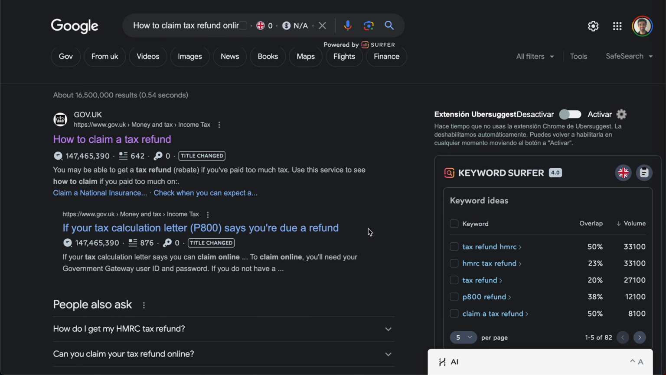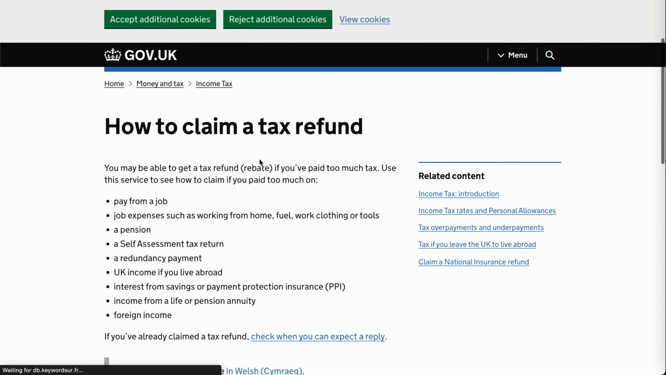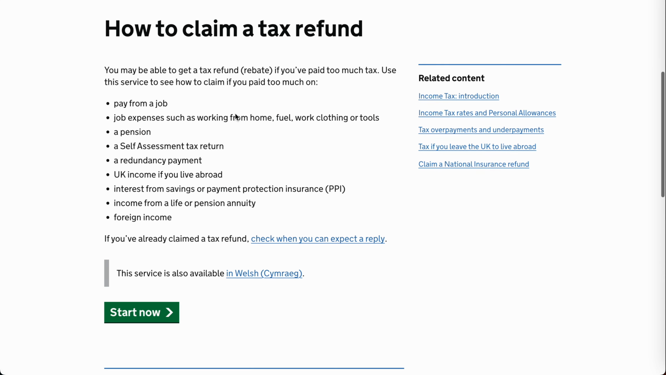I'm going to show you exactly how you can claim a tax refund in the UK. So the first thing is, obviously, you want to search it and get on over to gov.uk, how to claim a tax refund. And you click on the link. And here you can see where you're eligible for a rebate.